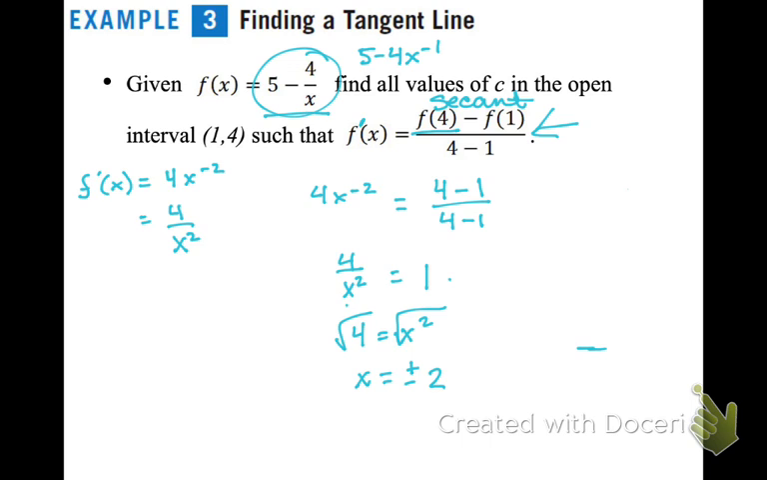Now, are they both good answers? Yes or no? What do you mean? Plus or minus 2? No, not negative 2. Why? Because our interval is 1 to 4, so our only answer is 2. Because negative 2 is not in 1 to 4.